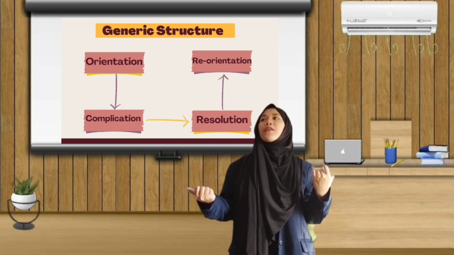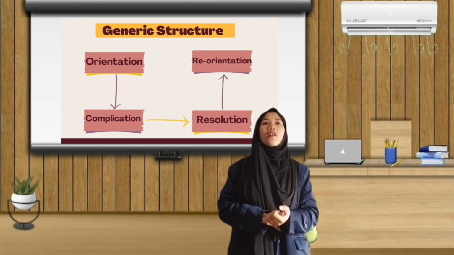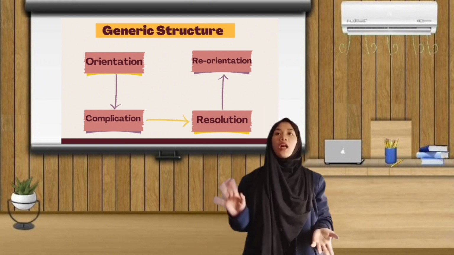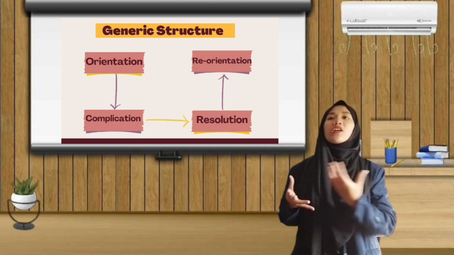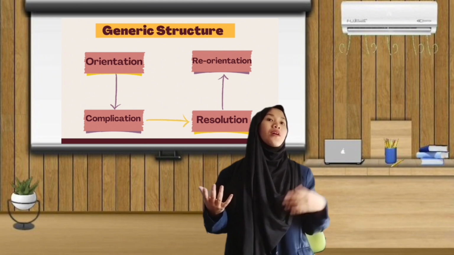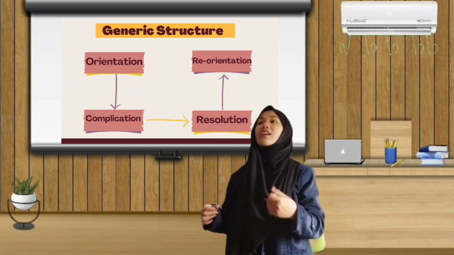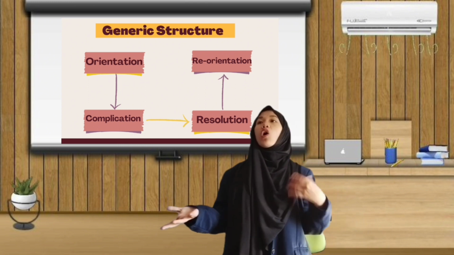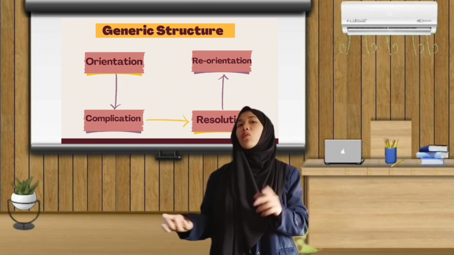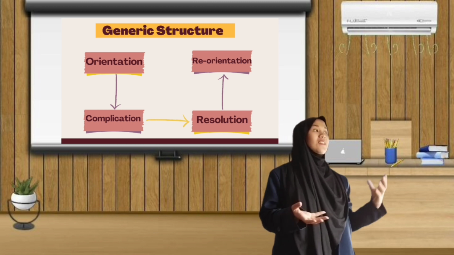The last structure is reorientation. It's the last part of the narrative text. It usually contains a conclusion, a moral value, or a change of a character at the end of the story. Reorientation is optional, so it does not always have to be present in the narrative text.